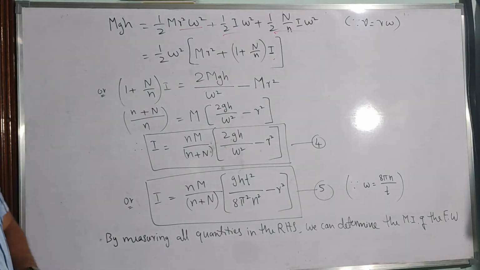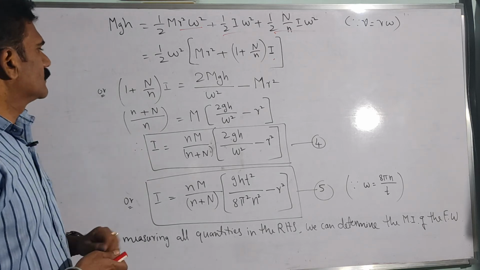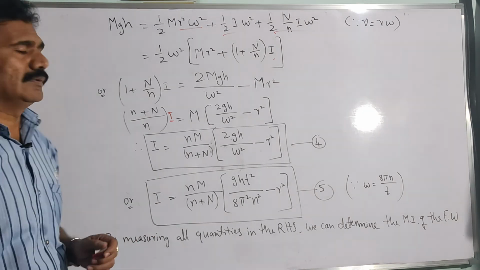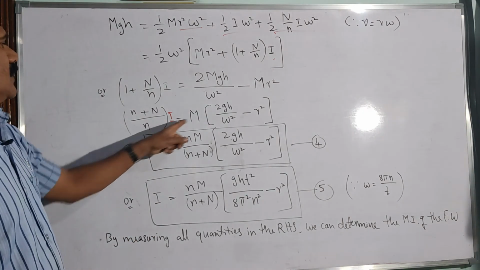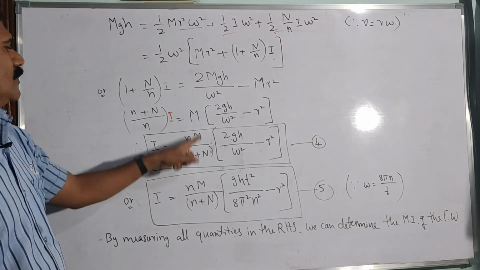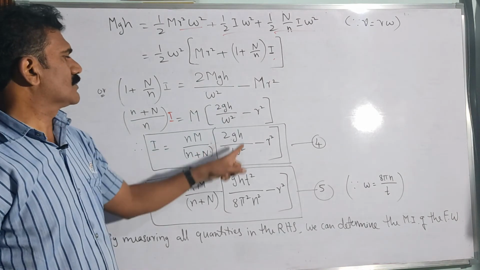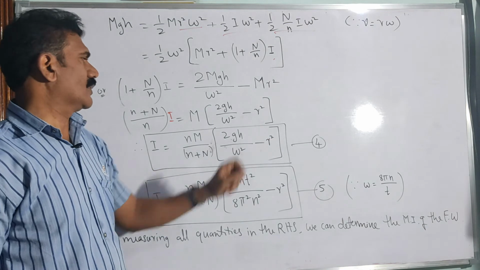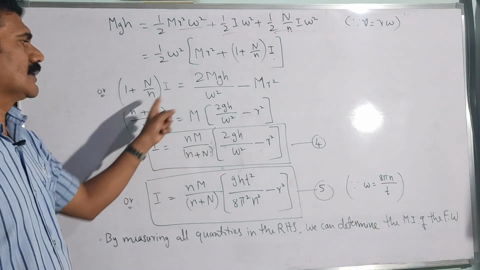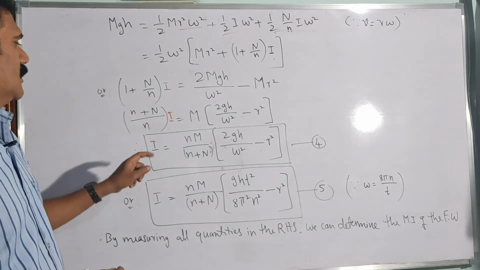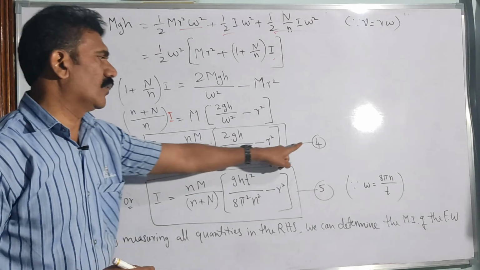Clear? And then what I want here, okay, is the moment of inertia, where it is, I missed it here. So I is equal to, by cross multiplication, n m divided by n plus N, and it is into 2 gh by omega square minus r square. So this is the rearranged equation for only the moment of inertia of the flywheel. That is what I want here. So let it be equation 4.